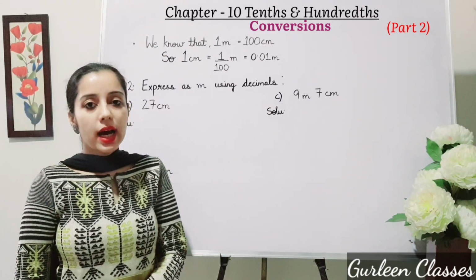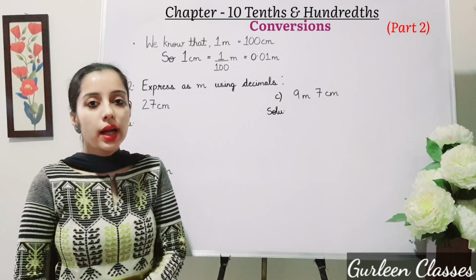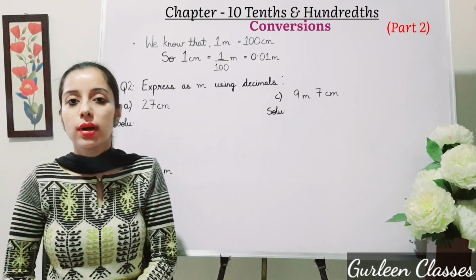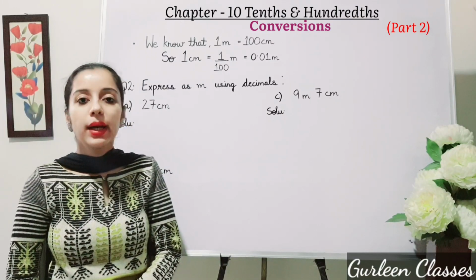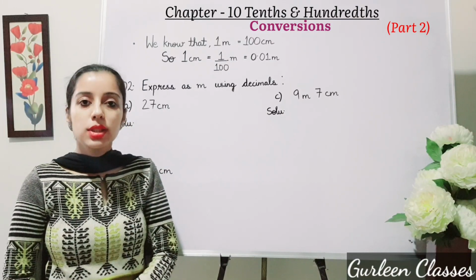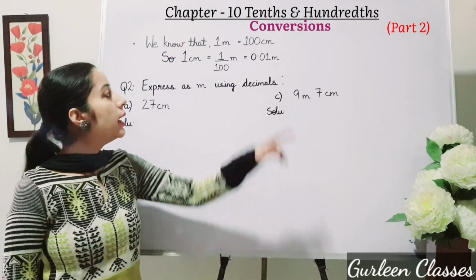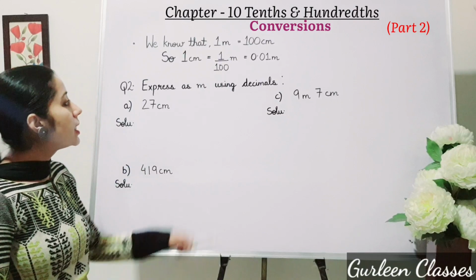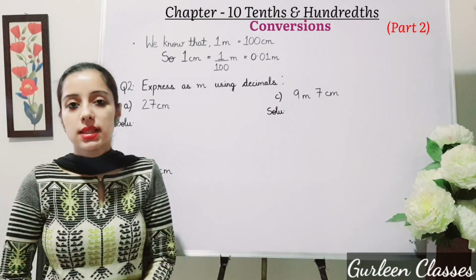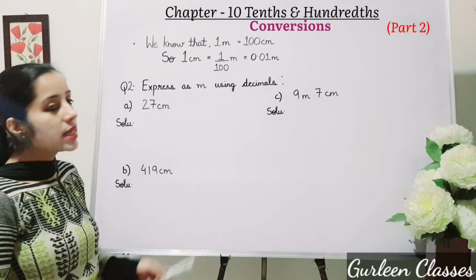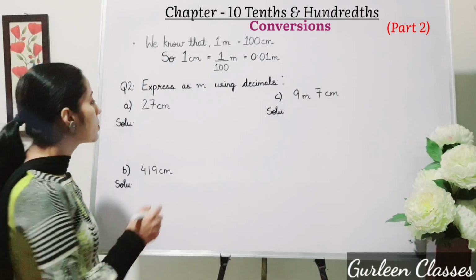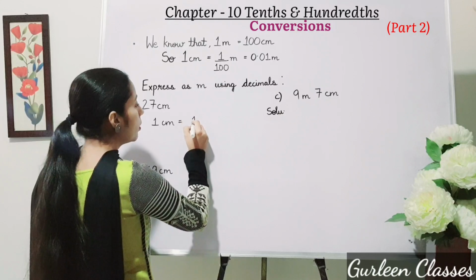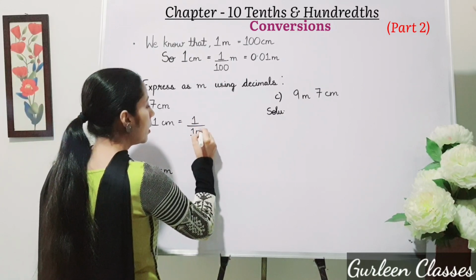Next, we know that 1 meter is equal to 100 centimeter. So 1 centimeter is equal to 1 upon 100 meter, that is equal to 0.01 meter. So students, let us do question number 2. Express as meter using decimals. A, 27 centimeter. First let us write the formula. 1 centimeter is equal to 1 upon 100 meter.